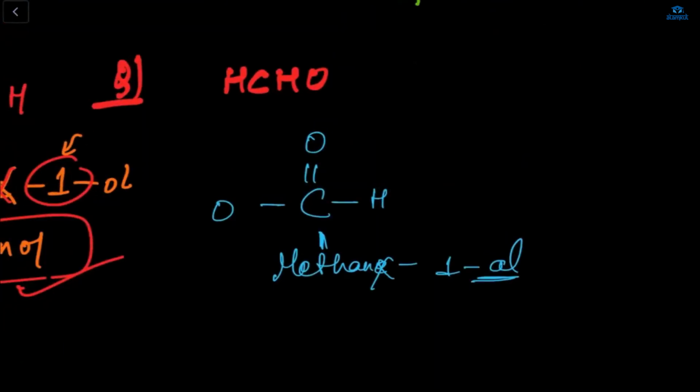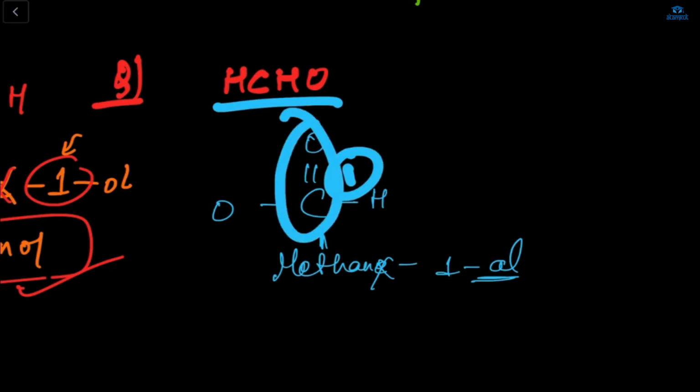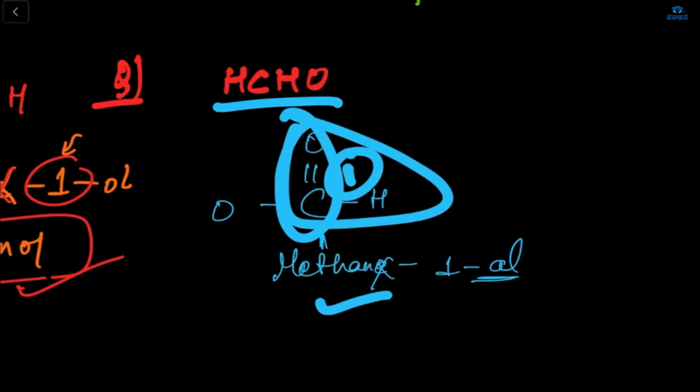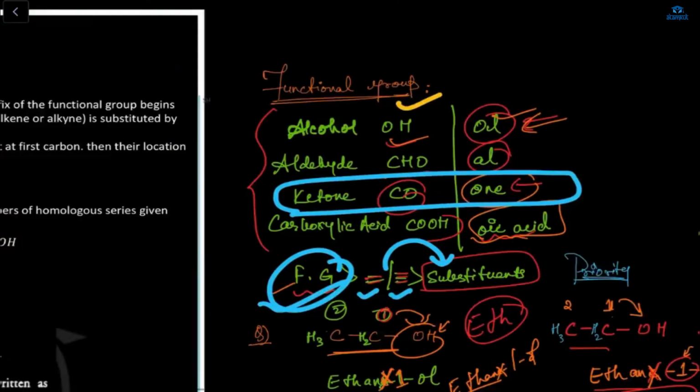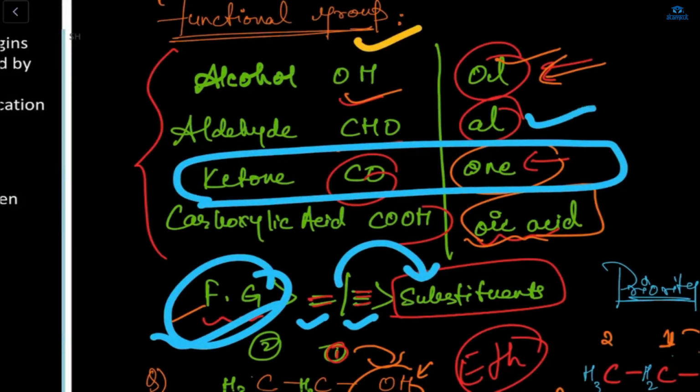In the last class we discussed the IUPAC names and all the substituents. If you haven't watched it, you can go and watch that video. So this is HCHO. Here there is only one carbon, so for one carbon we always write methane. In the first position you are getting CHO, which is your aldehyde. So it will be methan-1-al. "Al" is your aldehyde.